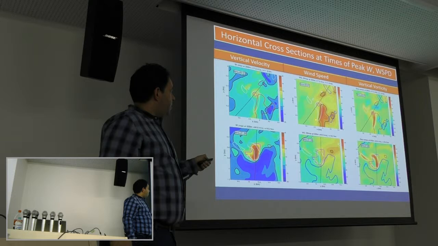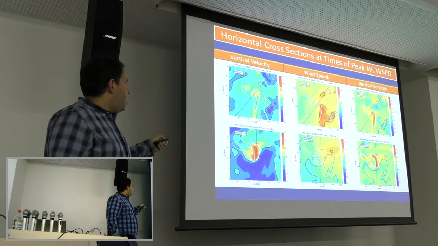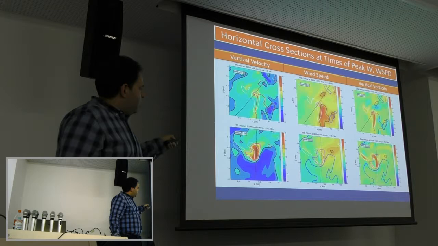And the updraft is nearly co-located with the vorticity feature. At this time, the updraft is only 17 meters per second. And then a minute and a half later, the updraft has intensified to 45 meters per second. A downdraft has developed out azimuthally upstream of the updraft.